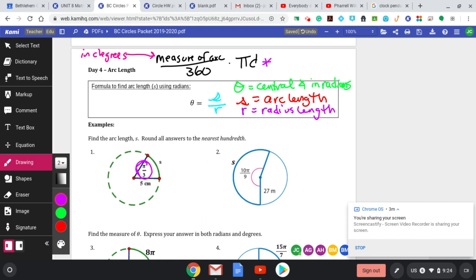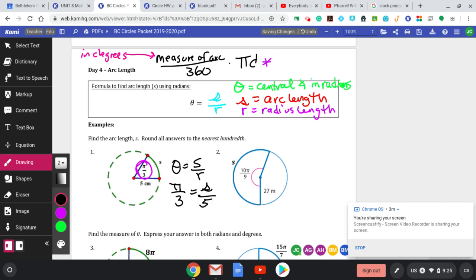All right. So if it's in radians, I want to use the formula I just gave you guys, which is theta equals S over R. Okay, I'm going to do it off to the side here. Theta equals S over R. Okay, here we go. Theta is the central angle in radians, which is pi over 3, equal to S arc length, that's what I'm trying to find, over R radius length, 5.